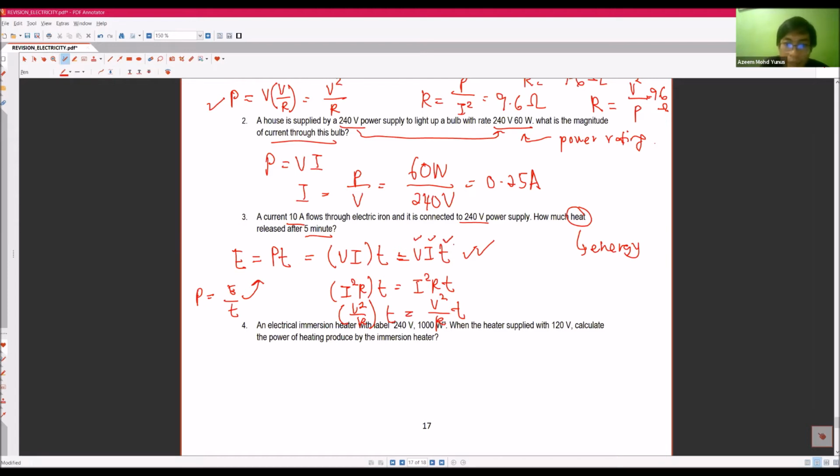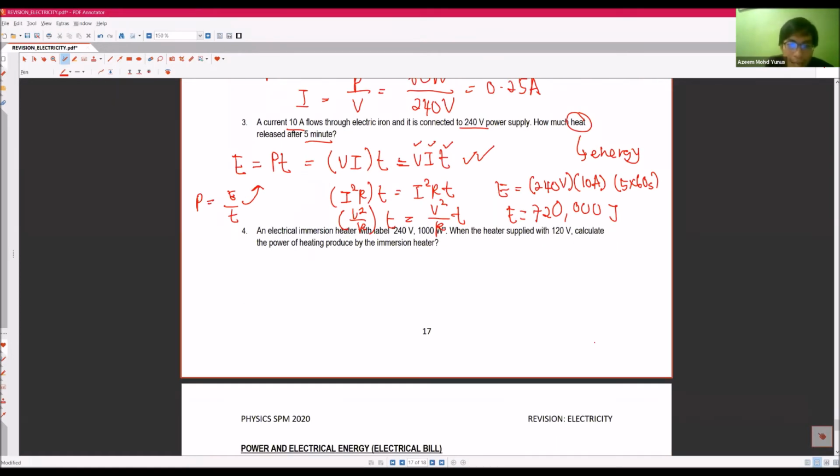But the time here you must convert into SI unit, which is seconds. So let's do the equation. V is 240 volts, I is here, time is 5 minutes. So our energy is going to be 240 times 0.25 times 5 times 60, which is 18,000 joule.